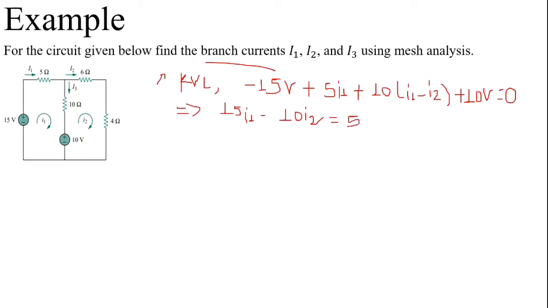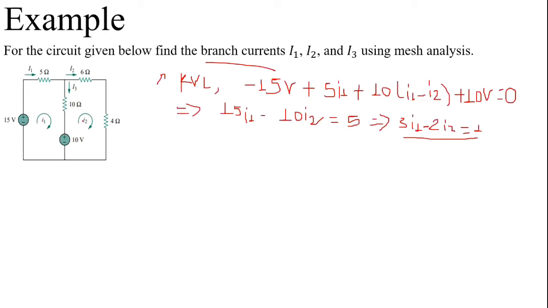We can simplify this equation just by dividing both sides by 5. So we obtain 3 I1 minus 2 I2 equals 1. We can take this as equation 1.